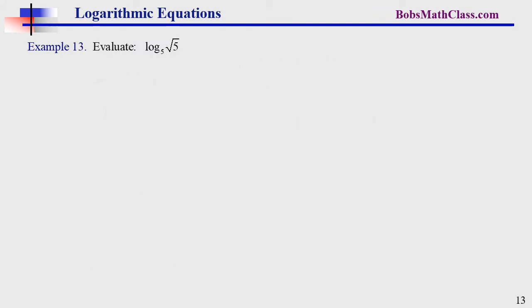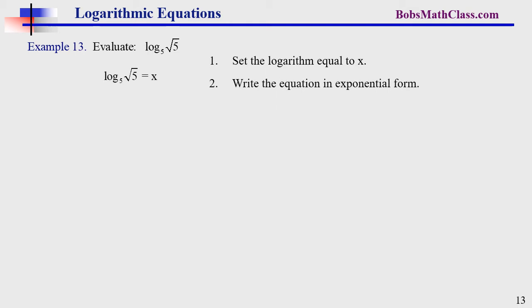All right, here's another one. Log square root 5 base 5. Let it equal x. Write it in exponential form. So 5 to the x equals square root 5. Now we want to match bases. Let's see, on the right, square root of 5, that's the same thing as 5 to what power?